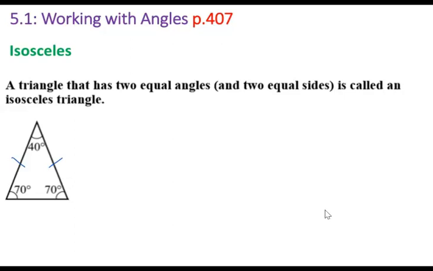So we see down in the bottom, we have a 70 degree and a 70 degree angle down there, and a 40 degree up top. This one's acute. Every angle is smaller than 90, but it's also defined as isosceles because 2 of the angles are the same.